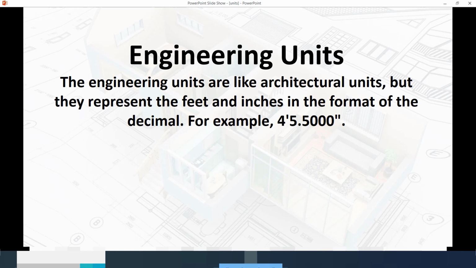Third one is engineering units. The engineering units are like architectural units. They are the same, but the format is decimal. In architectural they use fractions, and in engineering units they use decimal. And you can see the example: 4 feet and 5.500 inches. So this is engineering units.